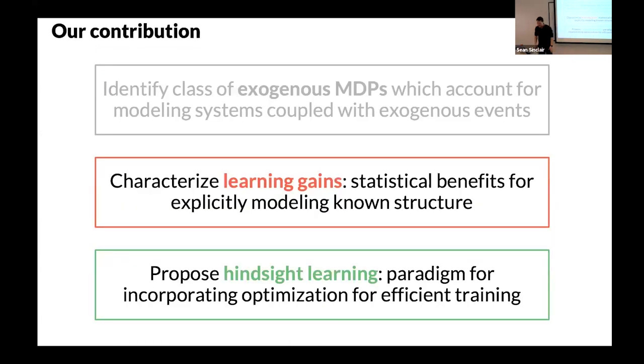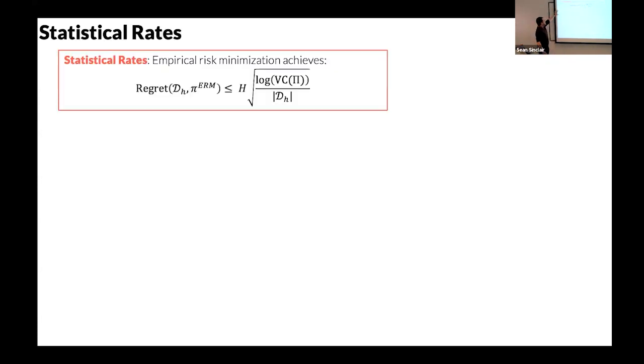Okay. So with that, we finished the first component. We've defined these processes, which I call exogenous MDPs, and they account for these kind of coupled systems with independent events. And second, we're going to characterize the learning gains. These are the statistical benefits for modeling the known structure in the problem. So the guarantee that we're going to do is going to look like this. I'm not going to prove it, and instead I'm going to hand wave my way through an example to talk about the intuition as to why learning these problems is simpler.